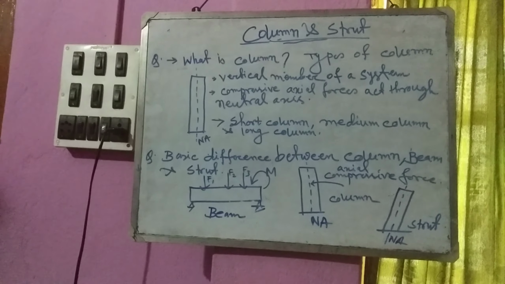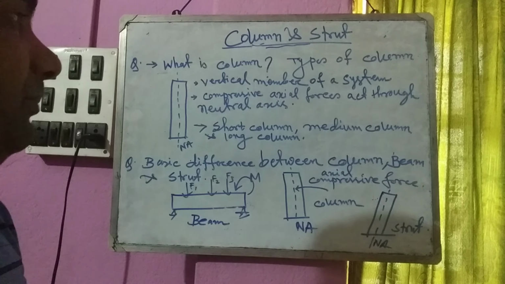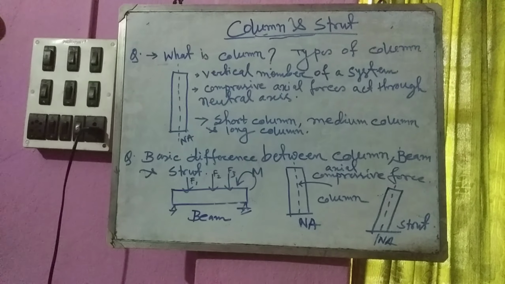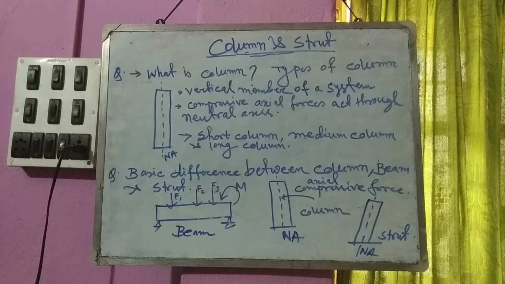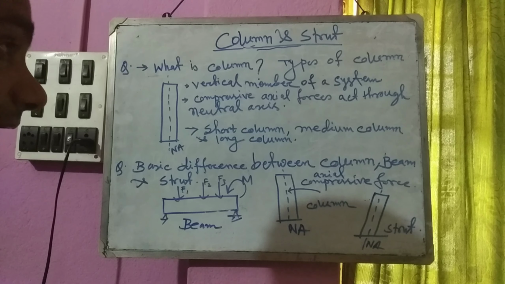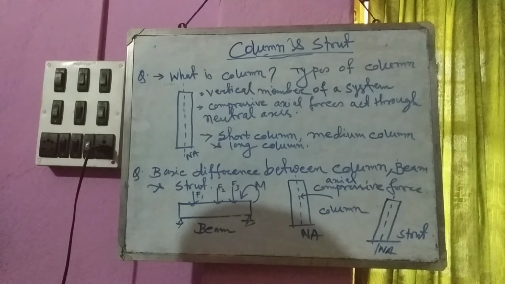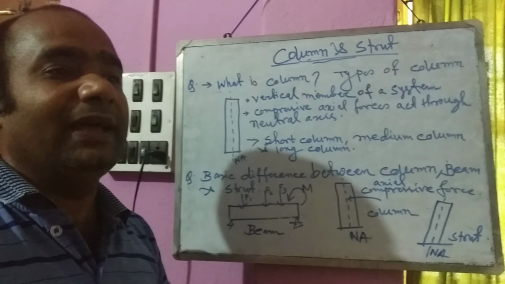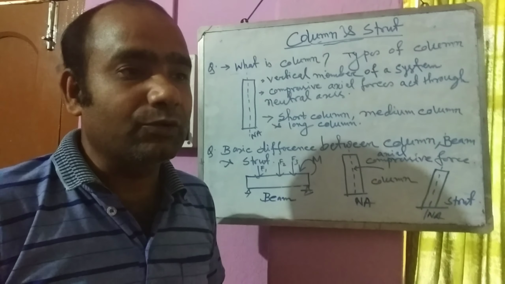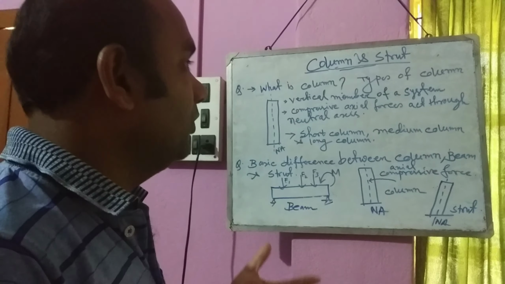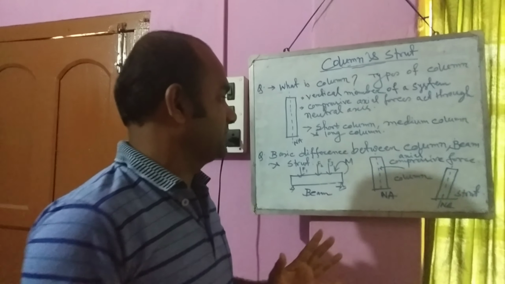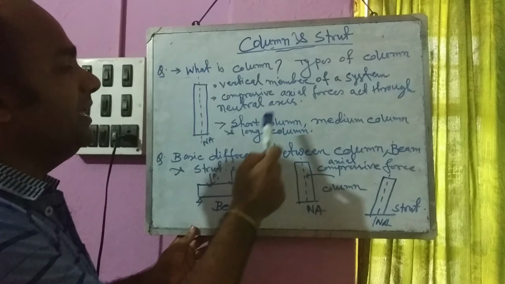I have already told you that a column is a vertical member of a system through which a compressive axial force acts along the neutral axis. Initially, Euler assigned it as a long column, but now columns are classified into three types: short column, medium column and long column.